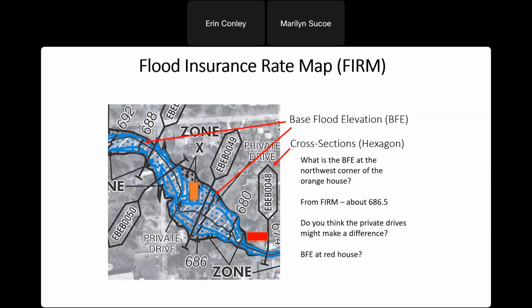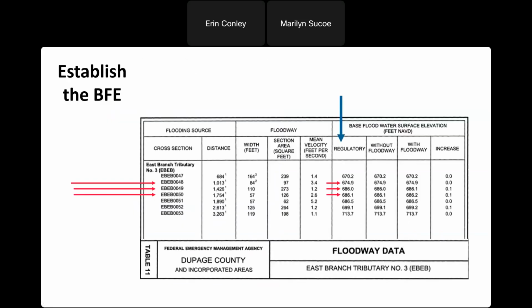It's just another quick example of how the BFE can change across a property. And so I've got this property here in orange. If you were to just be using the flood insurance rate map, you would be looking at a 688 far to the north, west, and a 680 down to the southeast. And you may want to just say, oh, well, this property then has a BFE of 684, but you would be wrong.